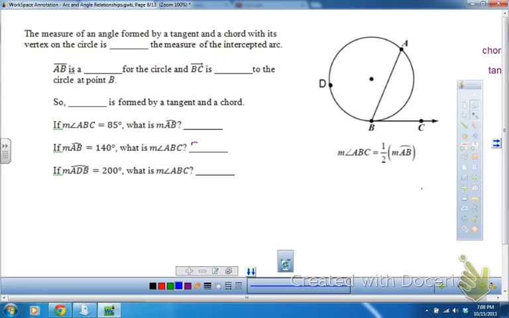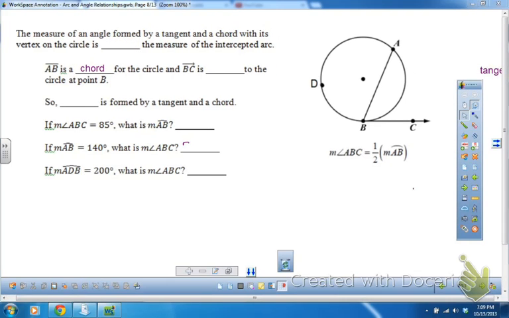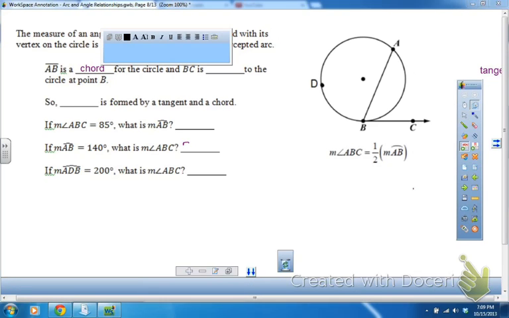Well then, in this case, you can see that you still have the vertex sitting on the circle, but you have a chord and it's touching a tangent line. Now this time, it's not going through the center, so it's not perpendicular. However, you still have an intercepted arc here. It is still half of the intercepted arc there.